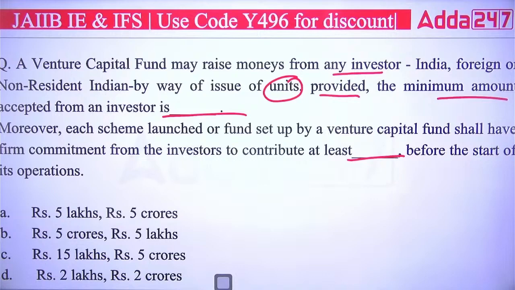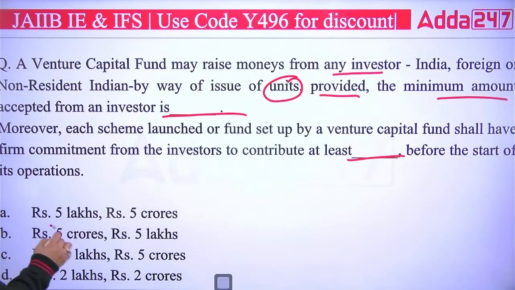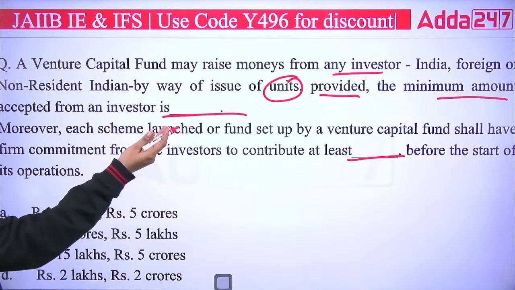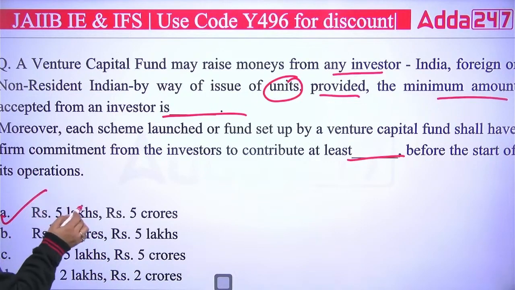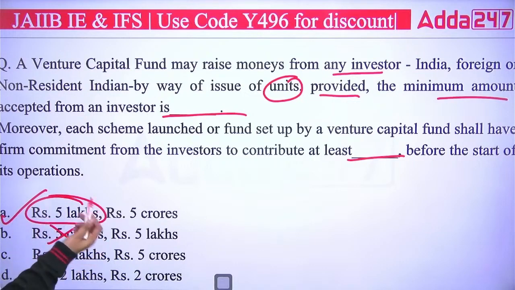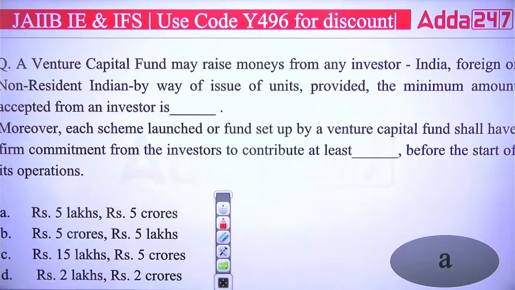You have to answer first, what is the minimum amount accepted from an investor? Second, what is the firm commitment from the investors to contribute at least dash? The options are 5 lakh, 5 crore; 5 crore, 5 lakh; 15 lakh, 5 crore; 2 lakh, 2 crores. Which is correct? When it comes to an individual investor, the amount will be less, so it cannot be 5 crores. It cannot be the second option; it can be A, C or D. The right answer is A. An individual investor's minimum amount accepted is 5 lakh, and a commitment to contribute at least 5 crores before starting operations is mandatory. So the right answer is option A.